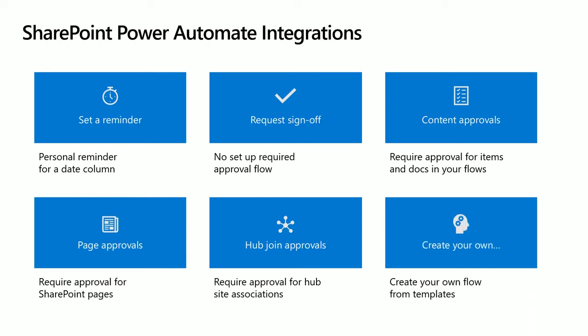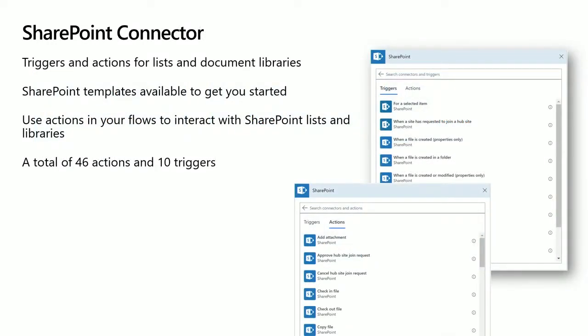Of course, if you need more than what is available here, we have the ability to create our own flow and integrate into the lists and libraries that you have in your SharePoint. And we have tons of templates available to start that. So when you think about where to start with the Power Automate platform, it starts with the SharePoint connector. The connector gives you all the necessary actions and triggers that are integrated with SharePoint lists and libraries.